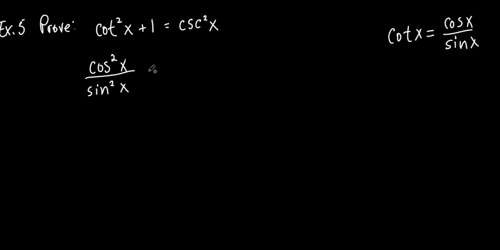Why are we doing it over sine squared of x instead of cosine? Because the cotangent is the cosine over the sine. So the cotangent squared is going to be the cosine squared over the sine squared. Okay? Everybody with me?